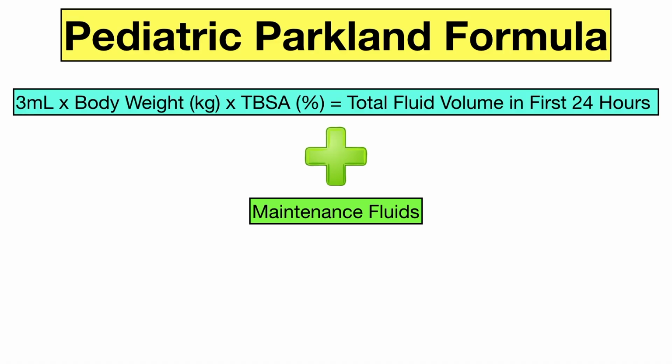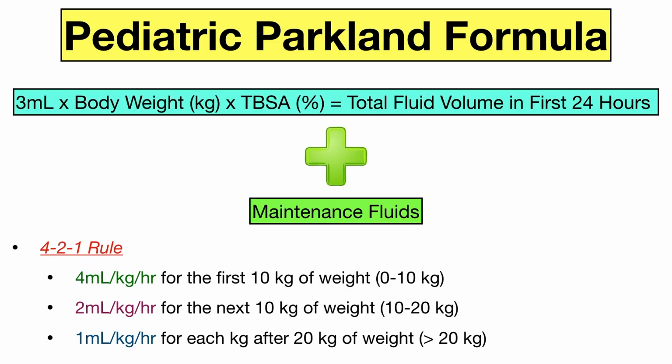The simple way to calculate maintenance fluids in pediatric patients is using the 4-2-1 rule. The rule states to give 4 mL per kilogram per hour of fluids for the first 10 kilograms of weight, 2 mL per kilogram per hour for the next 10 kilograms of weight, and 1 mL per kilogram per hour for each kilogram of weight after that.